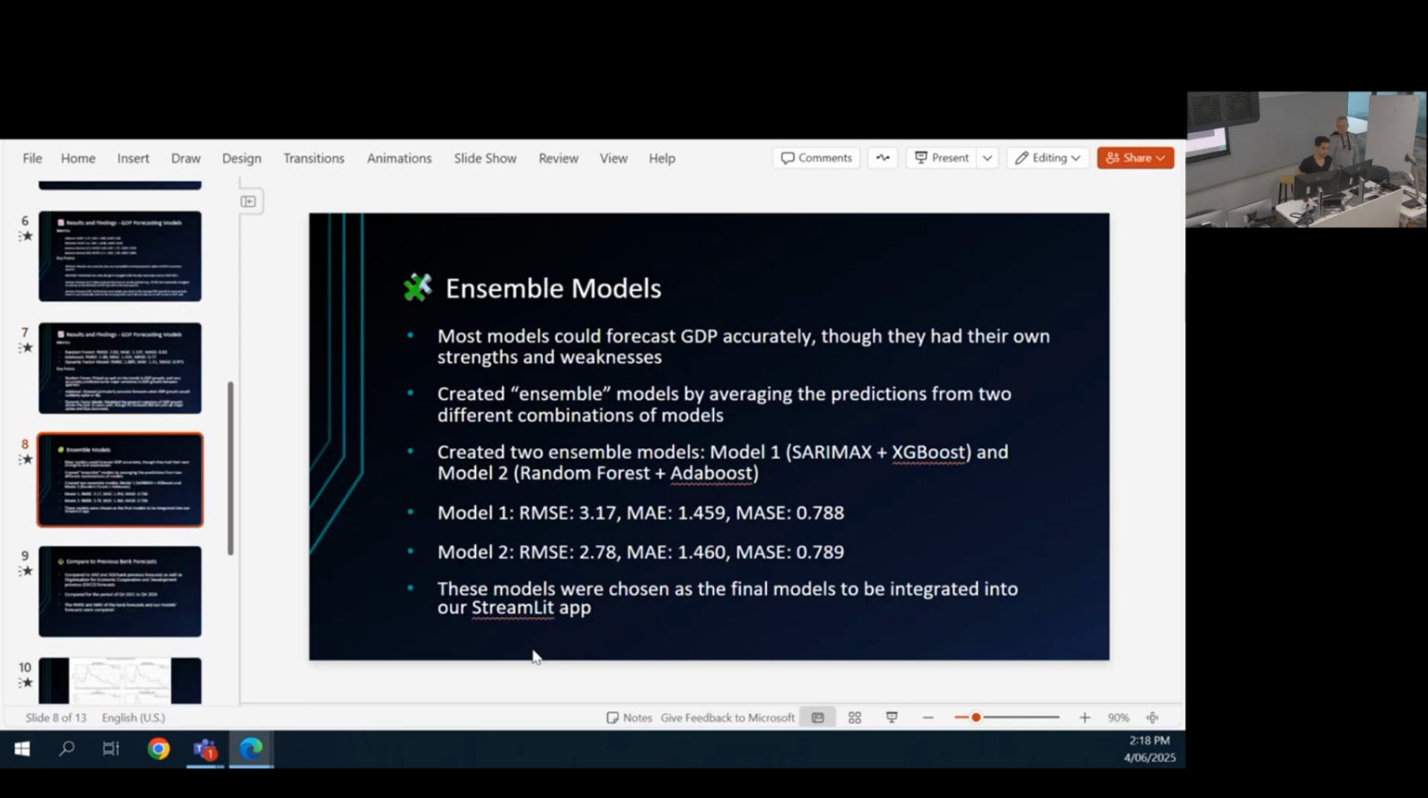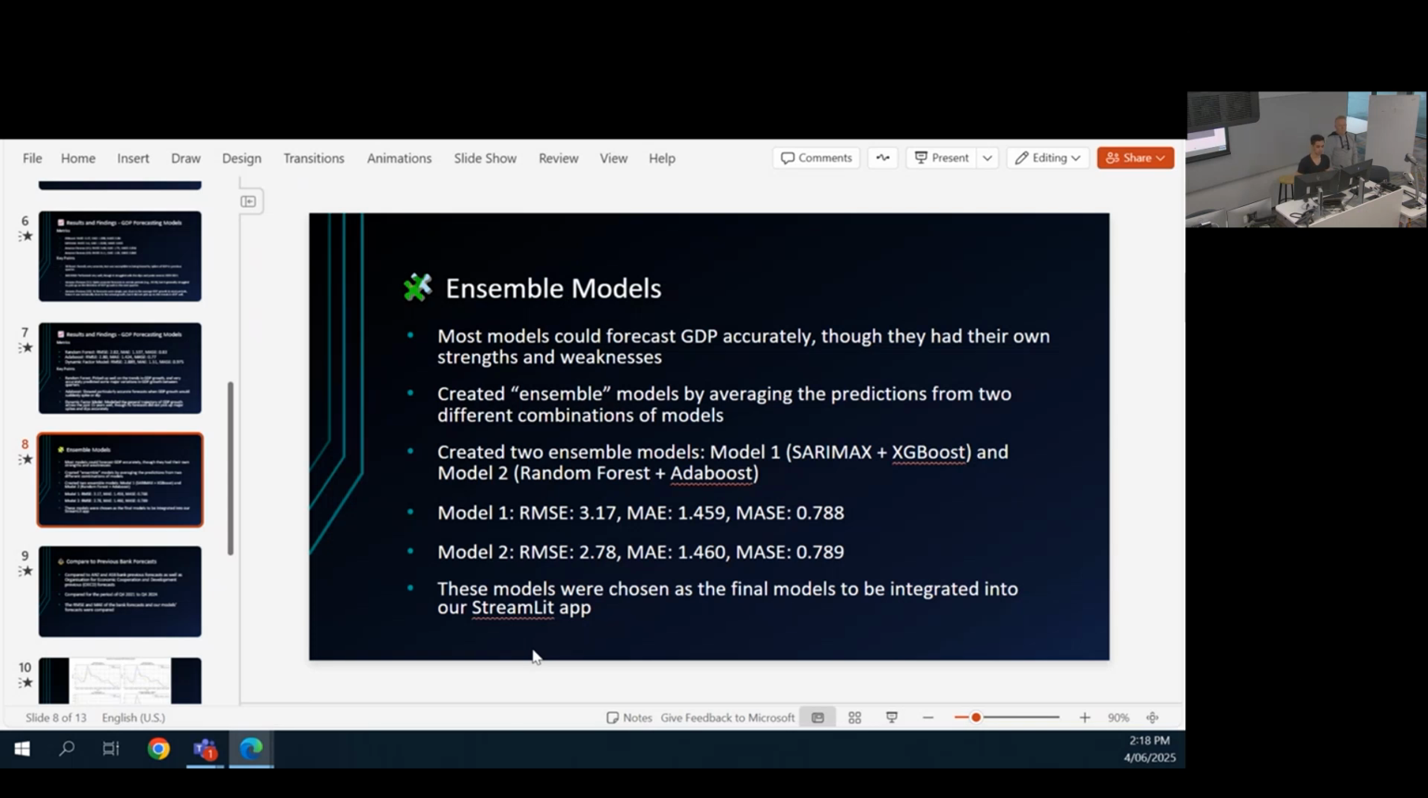All right, that brings us to the ensemble models that we made. Up to this point, we saw that most of the models could forecast the GDP growth accurately, but they each had their own strengths and weaknesses. So what I thought of was we could combine the predictions of the strongest models and average their predictions to get more accurate predictions. So it's an ensemble model.